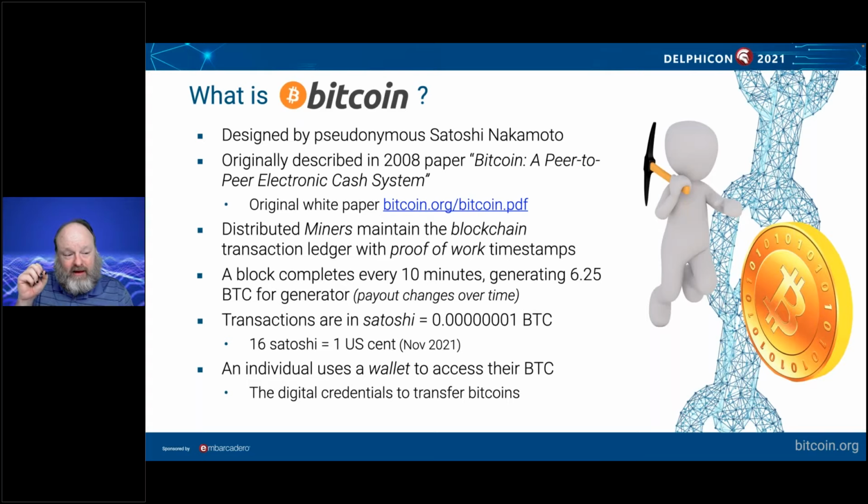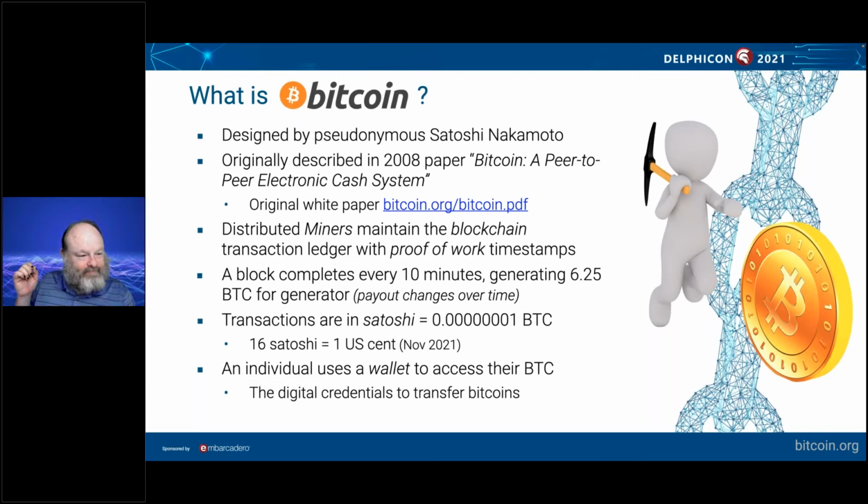Interestingly, all transactions are in Satoshis, which is named after Satoshi Nakamoto, which is the smallest unit of a Bitcoin, which you can see there. And I looked it up. 16 Satoshis is roughly 1 US cent as of right now, although prices fluctuate quite a bit.